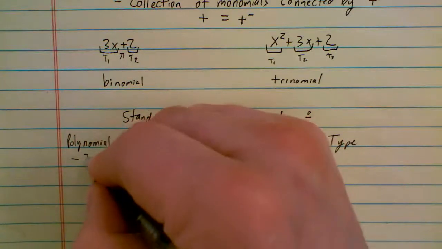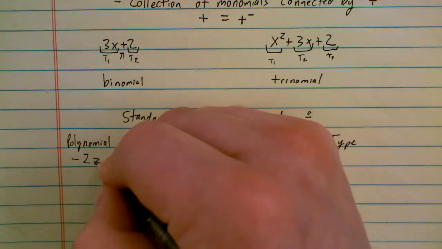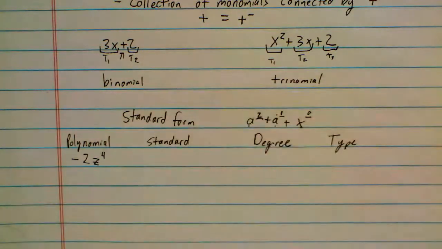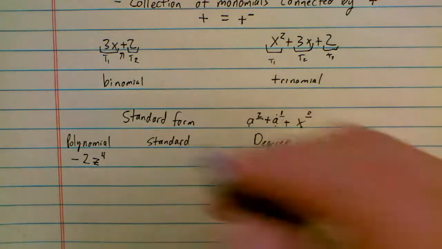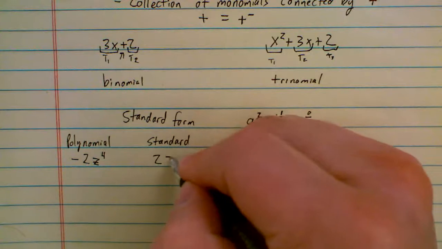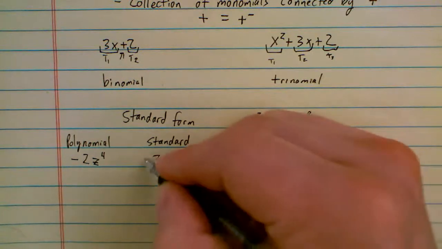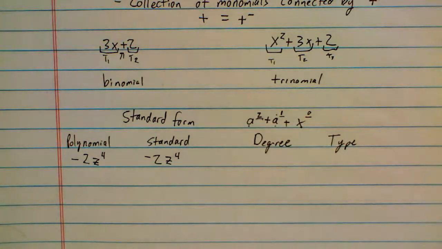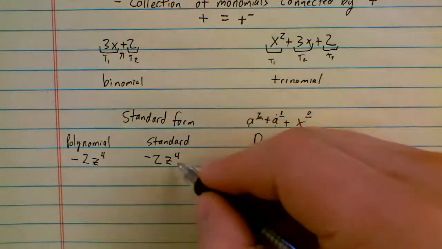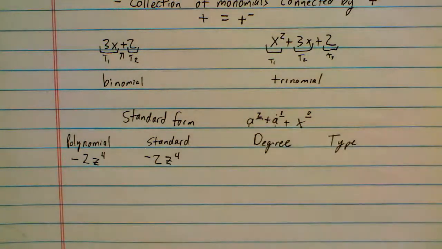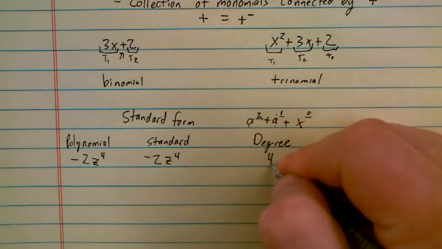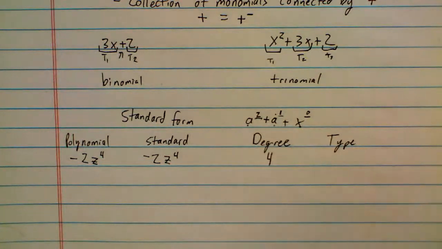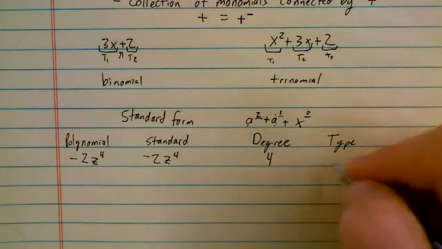So let's look at a polynomial and figure it out. We're going to go negative 2z, and we'll make it to the fourth. So if we write that in standard form, we only have one term, right? So that's just negative 2z to the fourth. The degree, well, what's 4 plus nothing? 4. So it's to the fourth degree. And the type, this is the same one we were working with in the last video. This is a monomial.